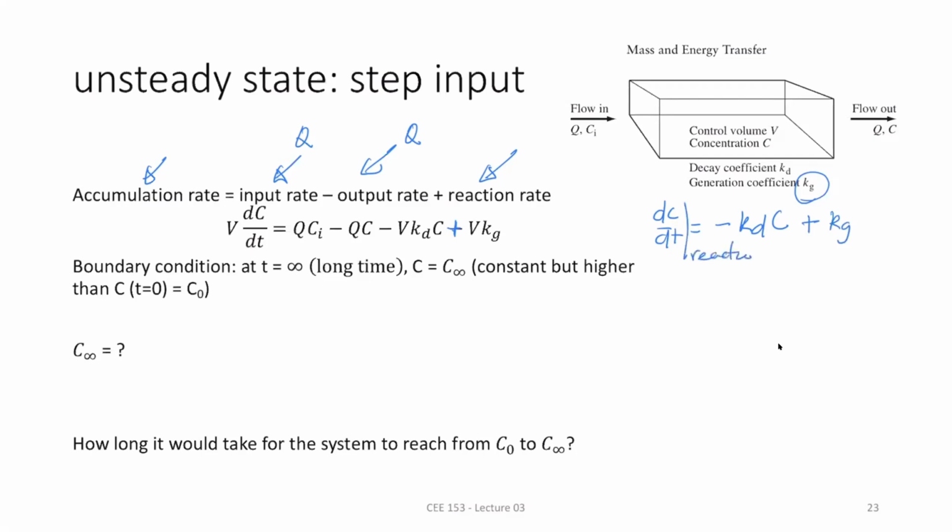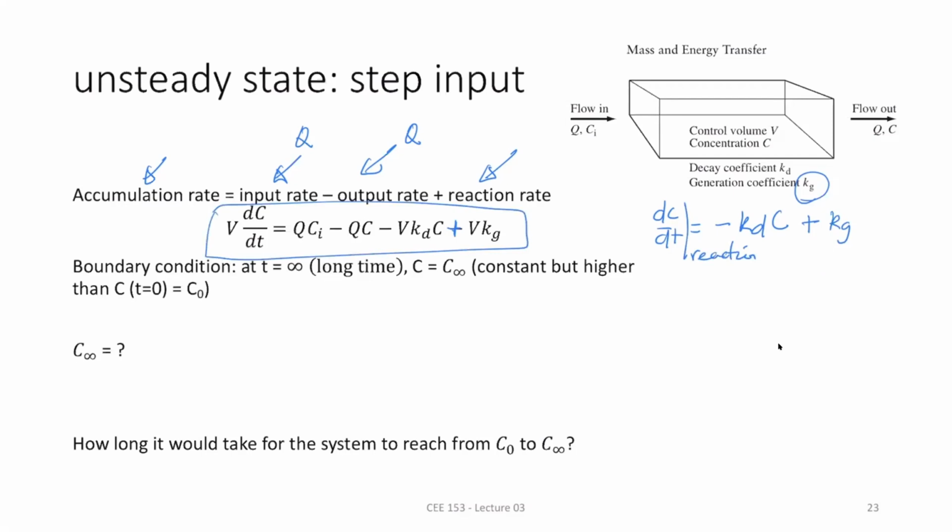There is a plus sign here because that's creating more mass, or this is adding more contaminants. So if you plug those values here, you get this mass balance equation. So now you have to solve it.